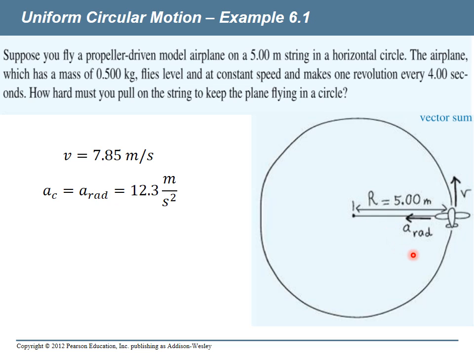So we have a radial acceleration equal to 12.3 meters per second squared, and the mass is a half kilogram. So if we want to find the force, it's simply a half kilogram times this radial acceleration. So it ends up being 6.15 newtons is the tension. And again, look through example 6.1.